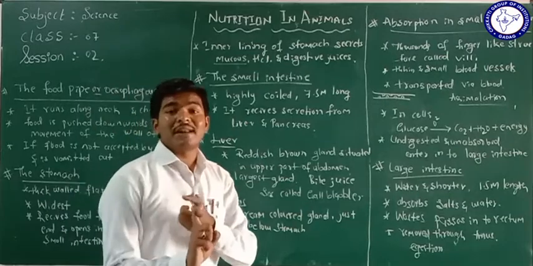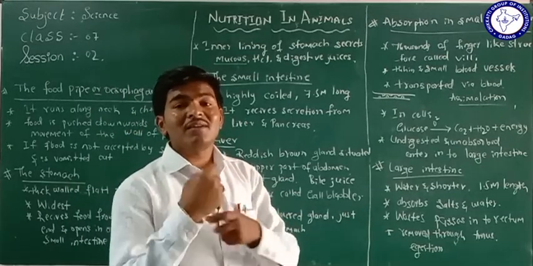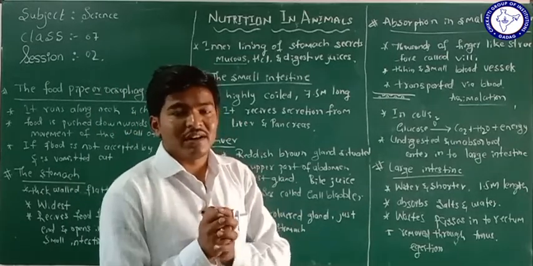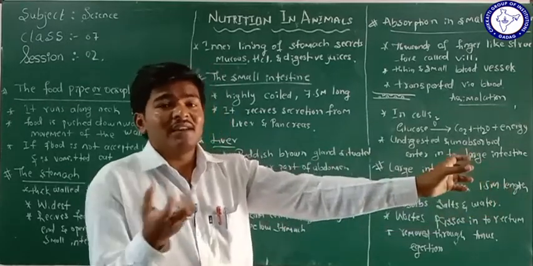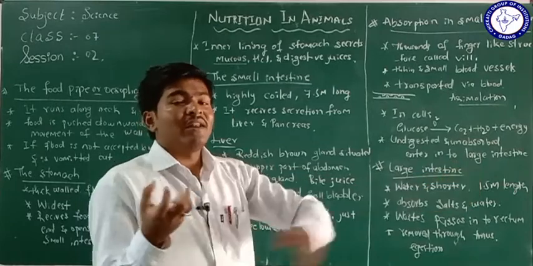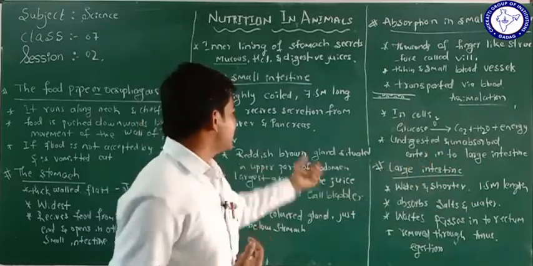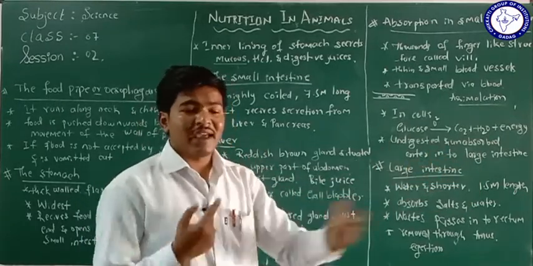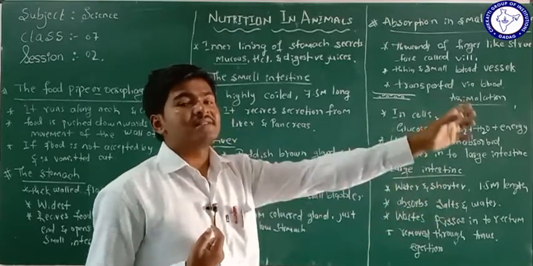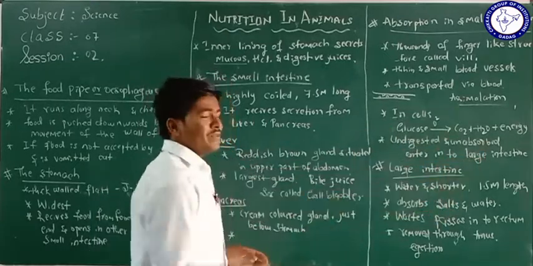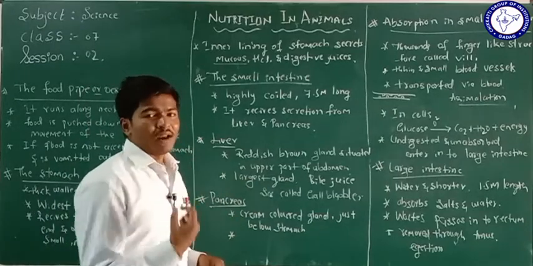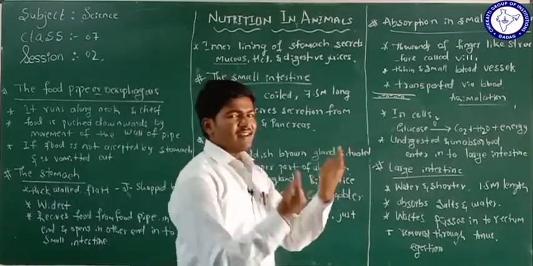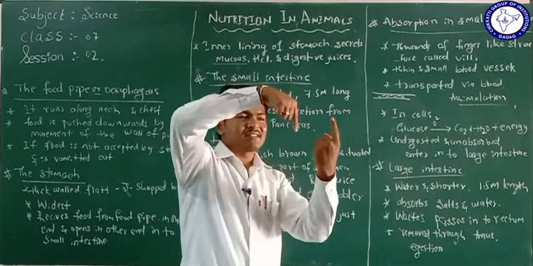Using bile juice and the pancreatic juices, the remaining food material will be digested and converted into simple compounds. The food material is a complex compound. When it is mixed with these juices, it will be digested and converted into simple compounds. Those simple compounds then enter the small intestine.